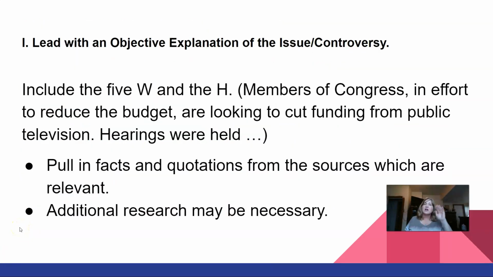All right, so here are kind of the steps to writing your paper. You're going to start with just an explanation, an overview of what the problem is, the 5 W's and H. So like a normal newspaper article: who, what, when, where, why, and how. This does a little bit of that. It says members of Congress, in effort to reduce the budget, are looking to cut funding from public television. So it doesn't say where, and it doesn't say when, but it can be implied that it's happening currently and that it's happening in the congressional offices, sort of thing. Okay. Find quotes to support that, to explain it.